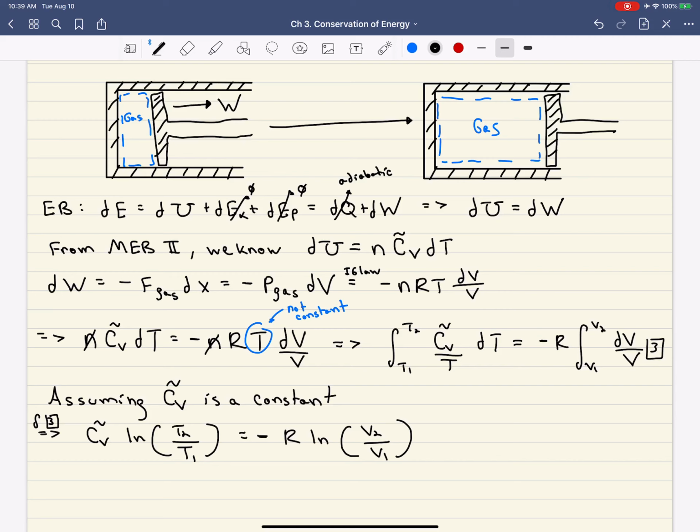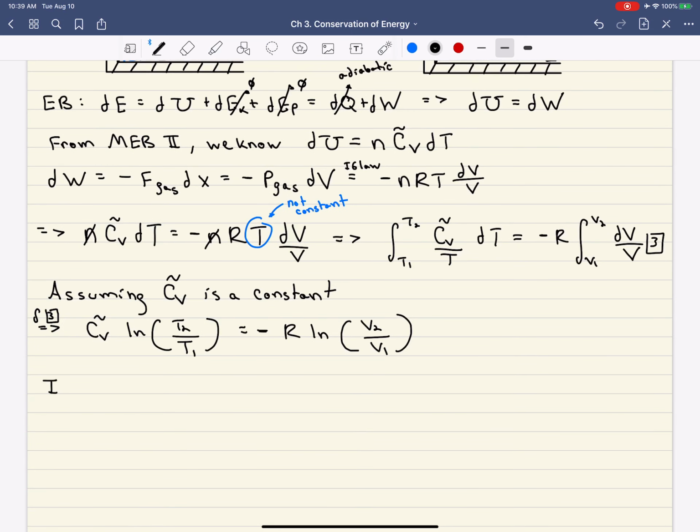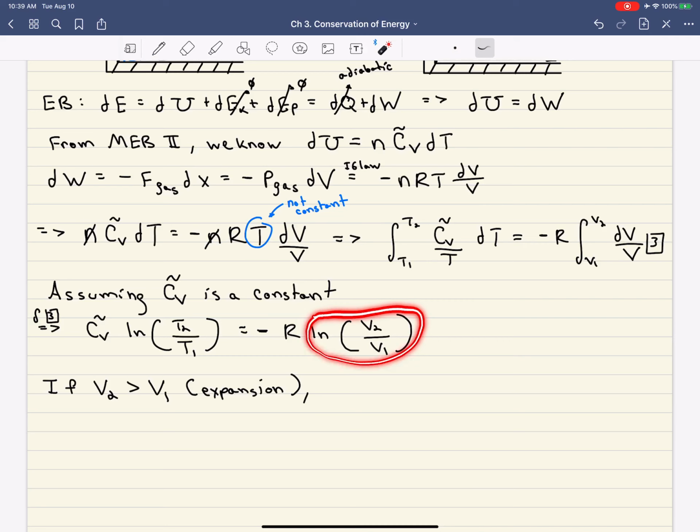We'll play around more with this result later on, especially in Chapter 4. But for now, we can at least gain some insight into how the temperature is changing as we expand or compress the system. And so if there's any expansion in the system, if V2 is greater than V1, then this natural log term is going to be positive. But we have this negative sign over here, right? And so if V2 is greater than V1, the right-hand side of the equation is going to be negative.